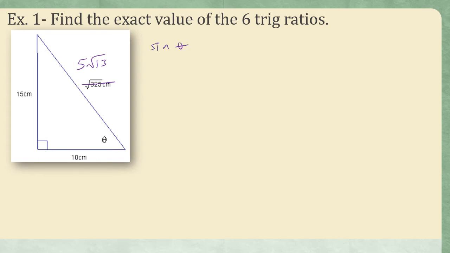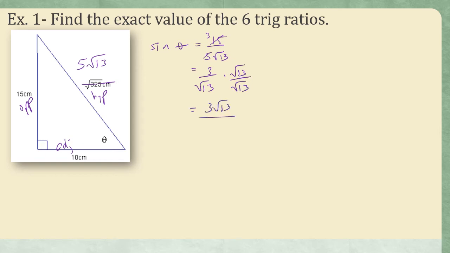So we're going to do sine theta, cos theta, tan theta, and then the reciprocals. Sine theta, so remember this is opposite, adjacent, hypotenuse. So sine theta is 15 over 5 root 13. Now that simplifies to, right, 5 goes into 15 3 times, so 3 over root 13. I've got to get rid of that root in the denominator: 3 root 13 over 13.